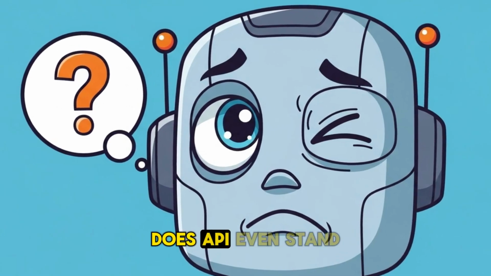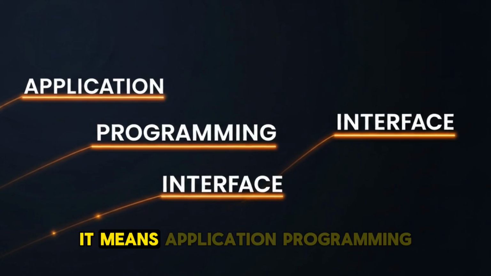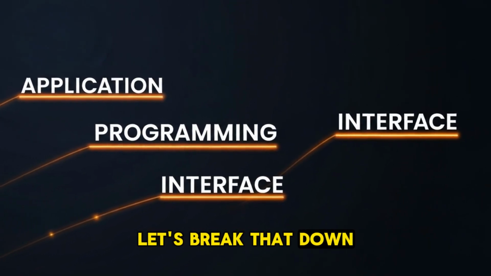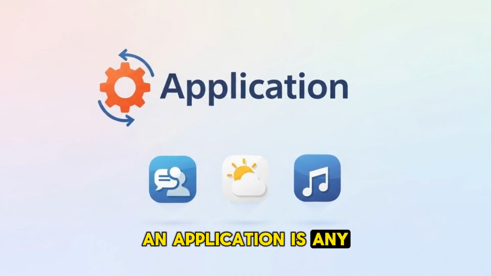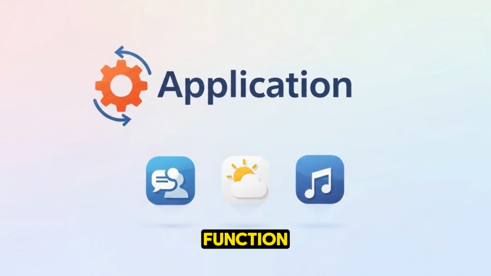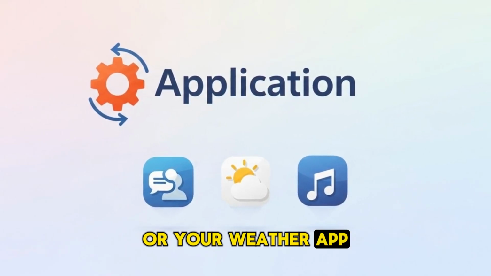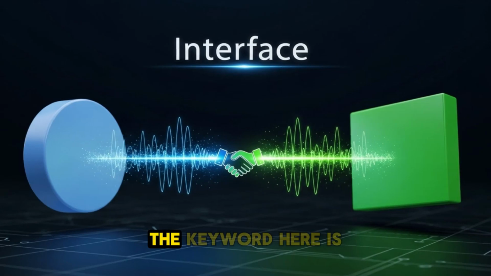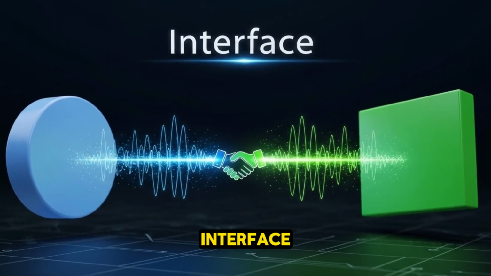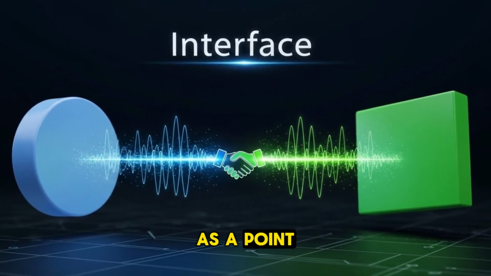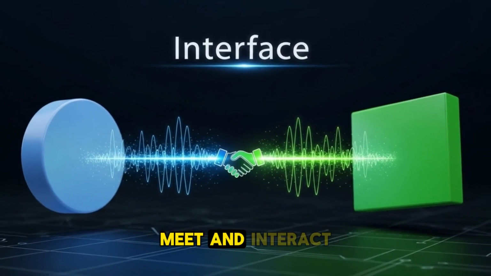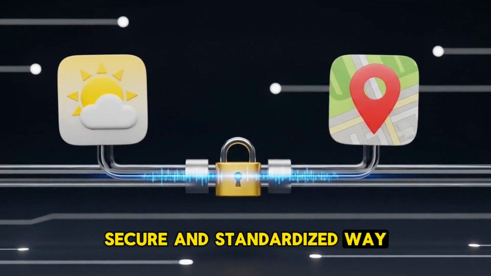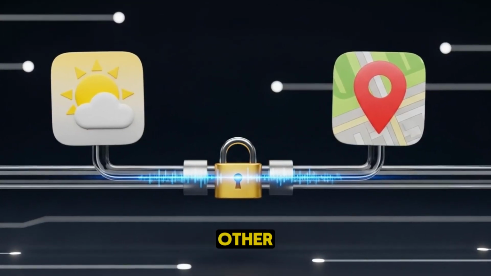So what does API even stand for? It means Application Programming Interface. Let's break that down. An application is any software with a distinct function, like the Facebook app or your weather app. Programming is, well, the process of building that application. The key word here is interface. Think of an interface as a point where two different systems meet and interact. An API is a secure and standardized way for applications to talk to each other.